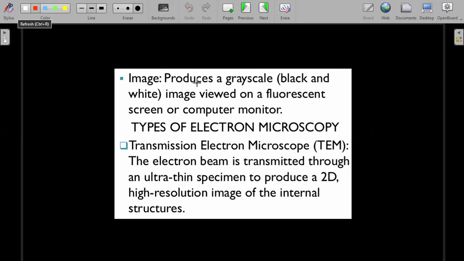The image which is produced from the microscope is grayscale, so it's black and white. It's a black and white image you are going to get from an electron microscope. Those are some of the features you need to know about the electron microscope.